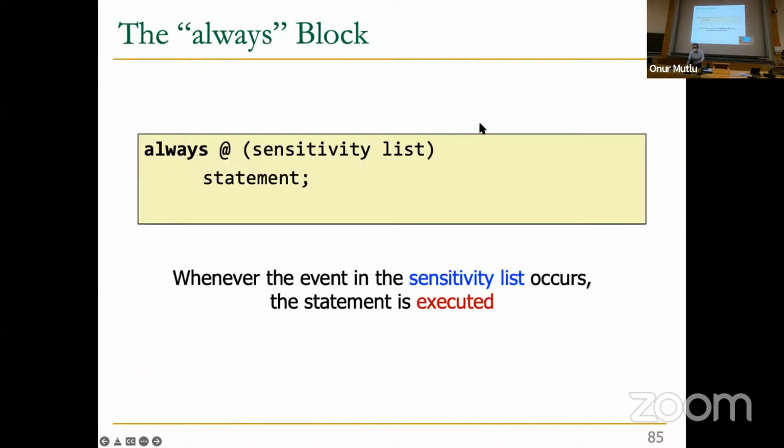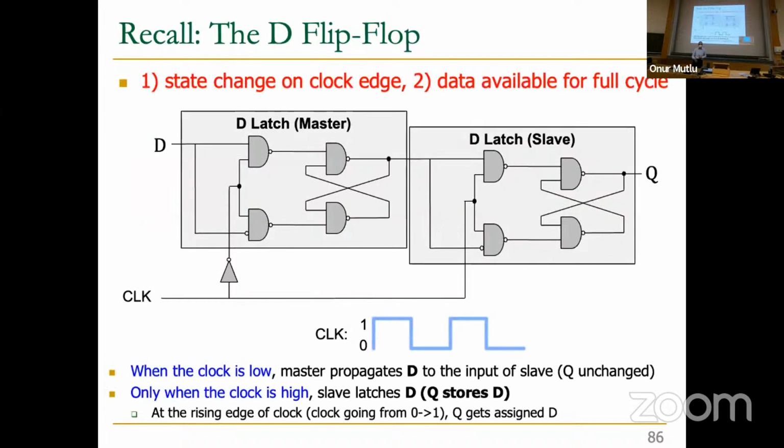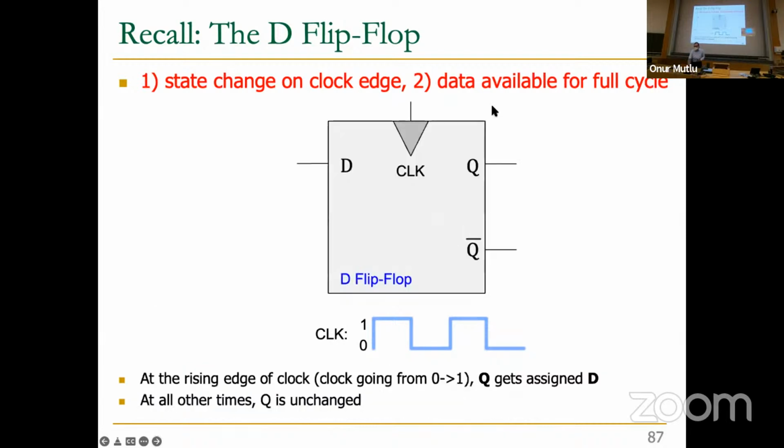Okay, so let's implement a D flip-flop using this always block. It's going to be very easy, actually. But remember the D flip-flop? It has two properties. Maybe this is the low-level implementation of the D flip-flop, but the state changes on the clock edge. In this particular case, on the rising edge of the clock, when the clock goes from 0 to 1, Q gets assigned the value of D, essentially. And the data is available for the full clock cycle. These are the two properties that we desired and that we satisfied when we created the D flip-flop.